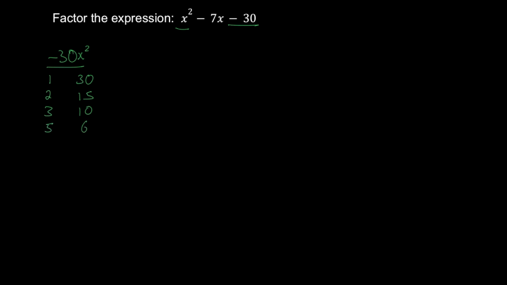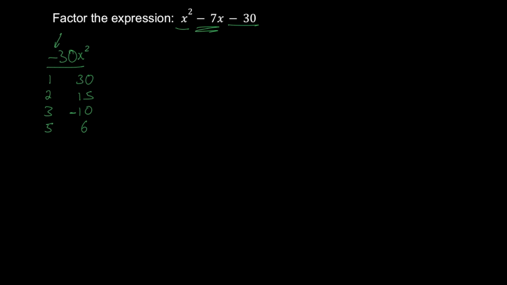5 times 6. And then if I go any higher, it's just going to repeat. I know that one of the numbers has to be negative. Since it multiplies to be a negative number, one number will be negative, one number will be positive. We're looking for the combination that will add to be negative 7. So it looks like the combination I'm going to need is a negative 10 and positive 3.